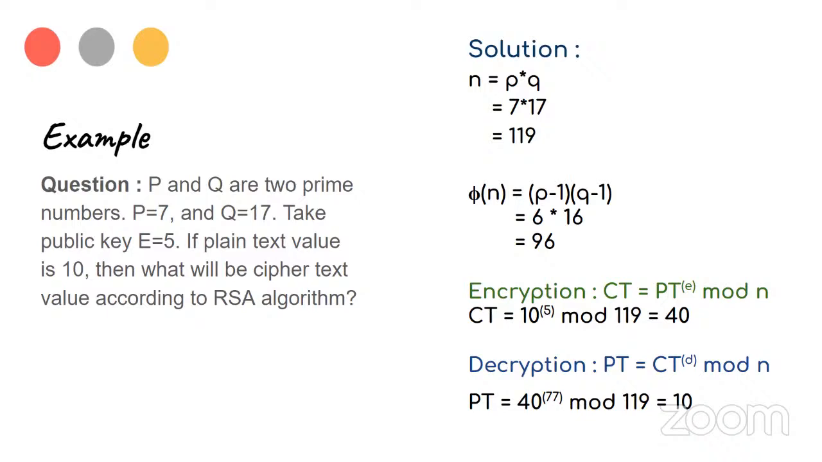Same goes with the decryption function. We just exchange the places of plain text and cipher text. To get the plain text, we take the cipher text, which is 40 in this case, raise it to the power of 77, and mod 119. We do it, and we get the value of 10. So that's how we perform it. Any questions over here?